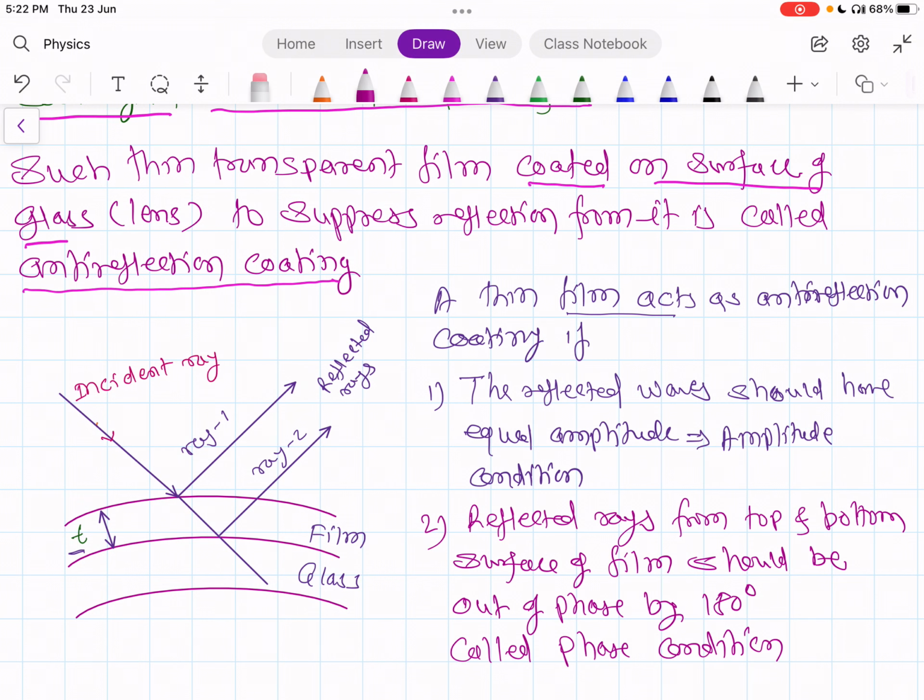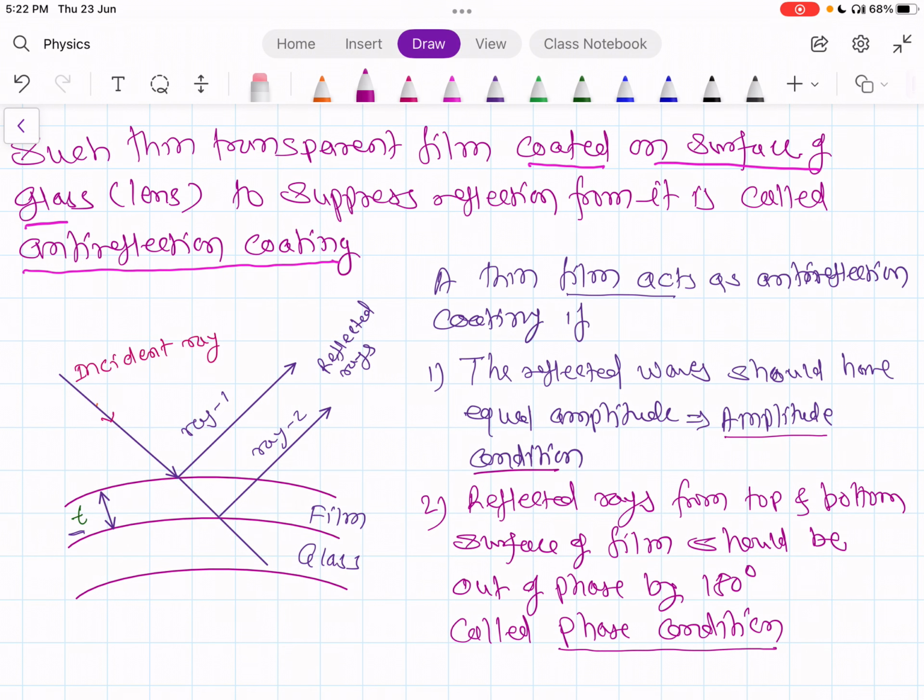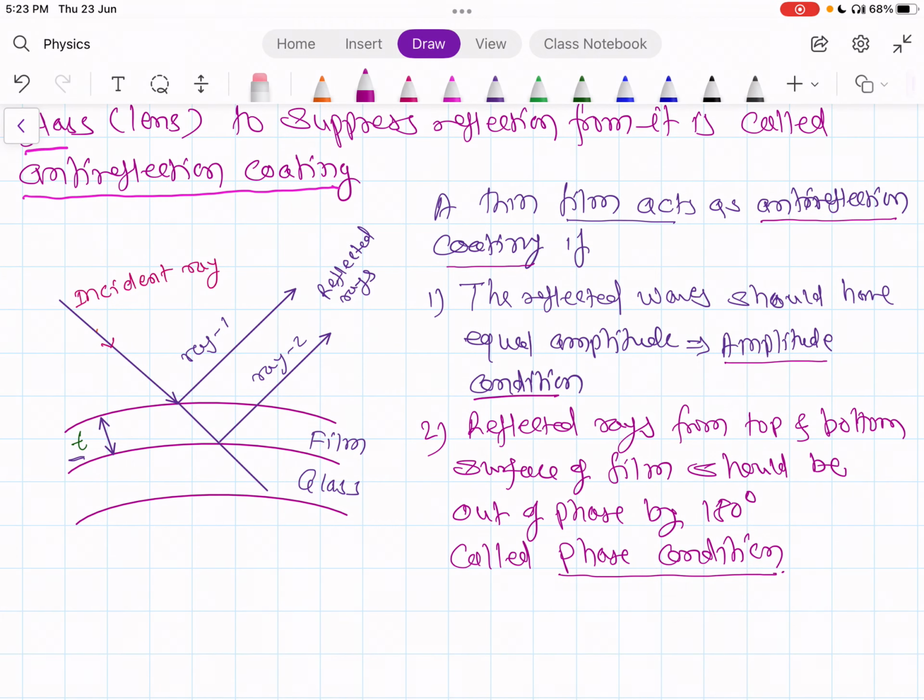So the two conditions are the amplitude condition and the phase condition. When the film coated on the glass satisfies the amplitude condition and the phase condition, then only will that film act as an anti-reflection coating. Both conditions should be satisfied.